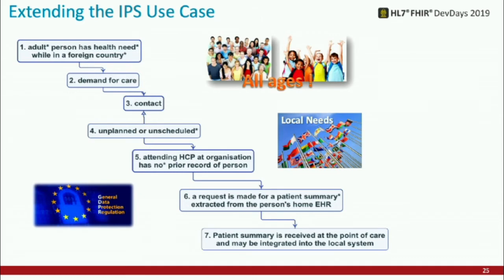And this is the notion about extending the use case, which is what we're doing in our current work and in our latest upcoming ballot. So we started with the adult person and the demand for care, unplanned or unscheduled, but this gives the progression of what happens when the patient summary is received. So it's going through that process, but the idea is we want to be able to not just have adult persons, but deal with all ages and deal with local needs that are relevant.